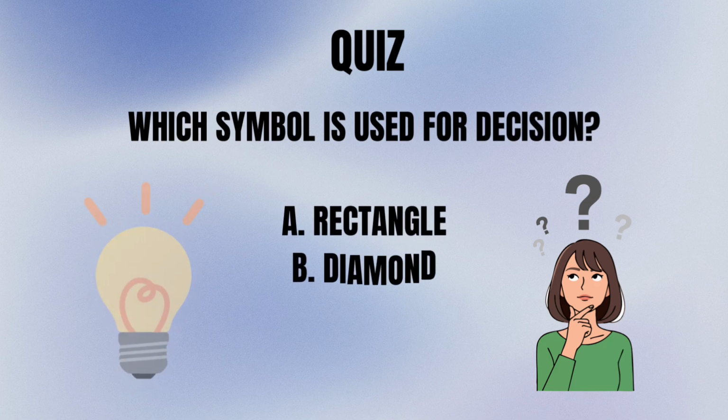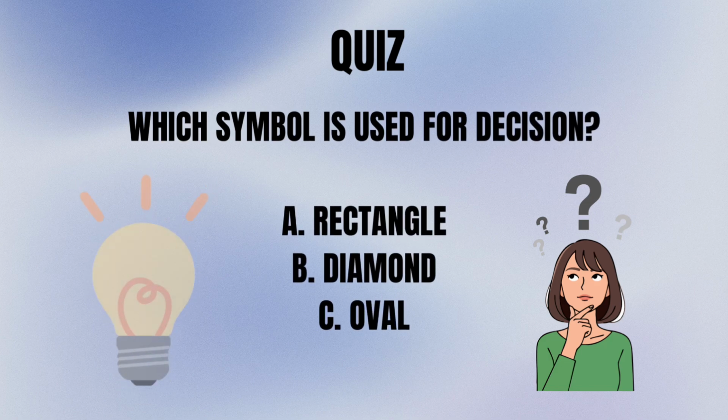Now let's think about a question. Which symbol is used for decision making in a flowchart? Take a moment and think. The correct answer is diamond shape.